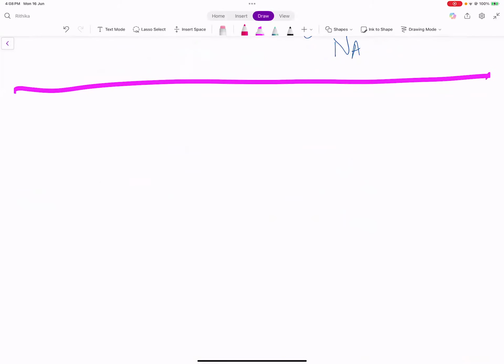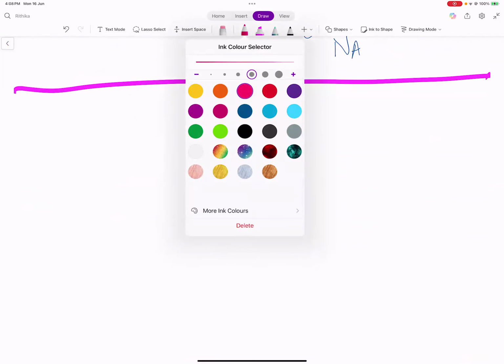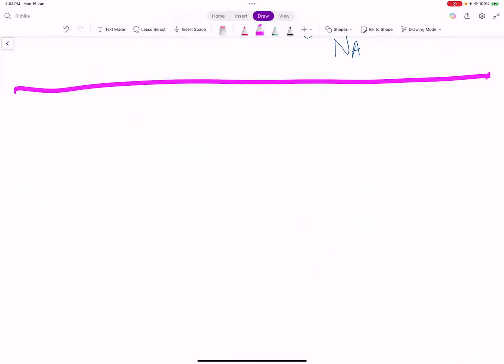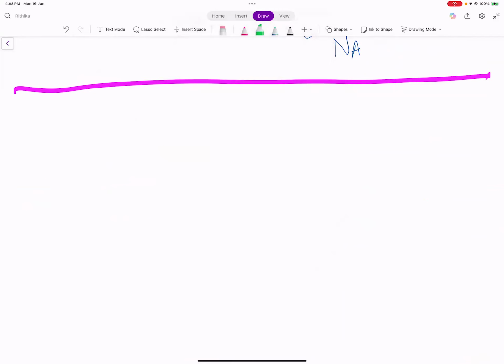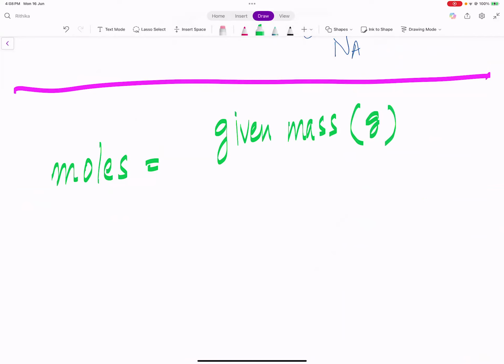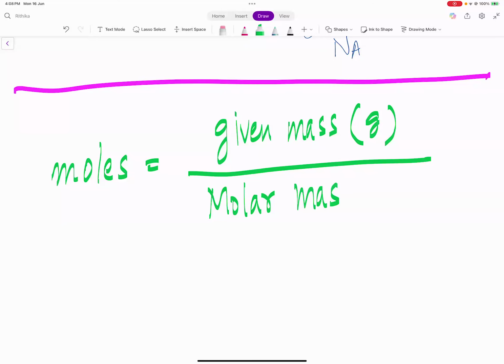Now I'll use this: moles is equal to given mass in grams divided by molar mass. This you know, right? If you don't understand anything, just ask me.